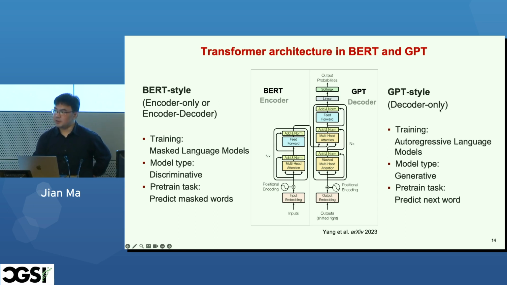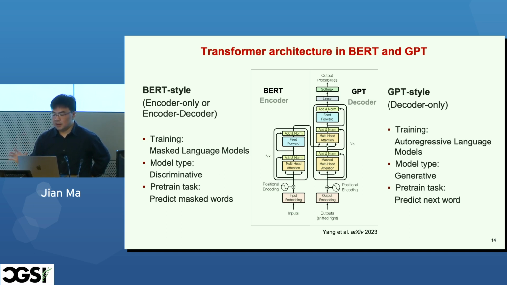And the goals are a bit different. For BERT, you want to train a masked language model. I have another cartoon on the next slide showing what that means. The model type is discriminative, and the pre-training task is to predict the masked words. So basically during pre-training, you mask the words and try to use the rest of the words to predict the probability of a word showing up at a certain position.